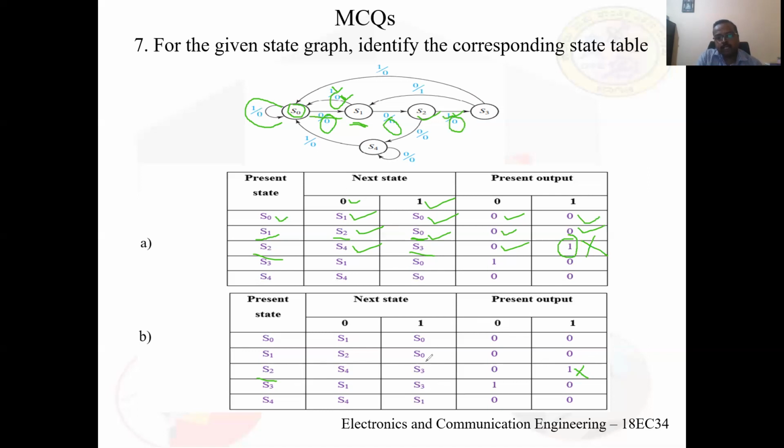It will go to the S3 state here. So when it is S3 and X is 1 or X is 0, it will go to this one. This is the correct option, and this is wrong what we have. Now similarly, check for the other two options.